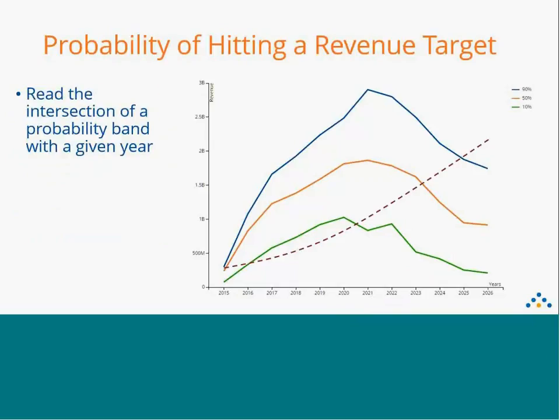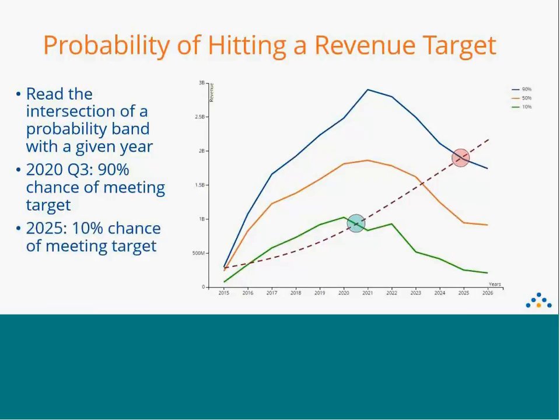And now you can begin to ask the question, what's the probability of hitting a revenue target? For example, here we can look at in 2020, looks around Q3, Q2, there's a 90% chance of meeting the target. That is, there's a 90% chance of the revenue being higher than that target in that year. However, there's only a 10% chance of the revenue being higher than the revenue target in 2025.